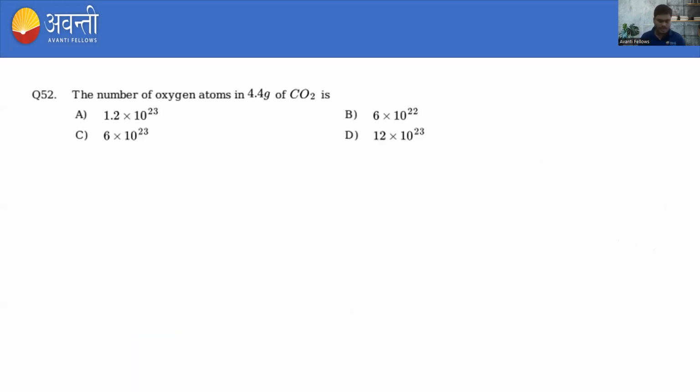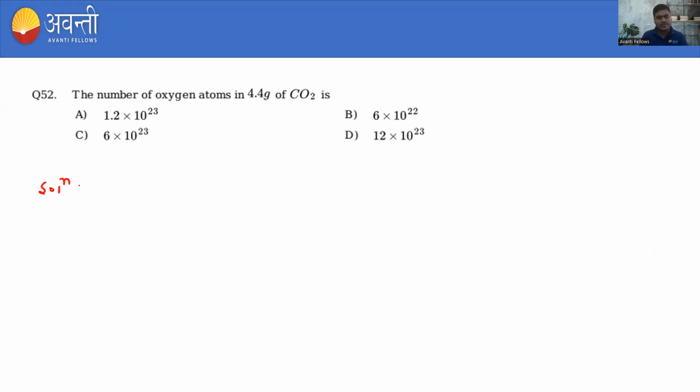Sure. Now the next question is question number 52. In this question, they are asking the number of oxygen atoms in 4.4 gram of CO2, right? So they are asking what is the number of oxygen atoms in 4.4 gram of CO2. This is also a mole concept question, and this is a very, very easy question.